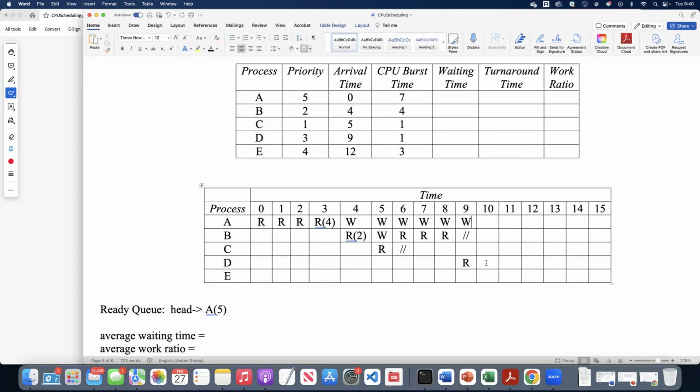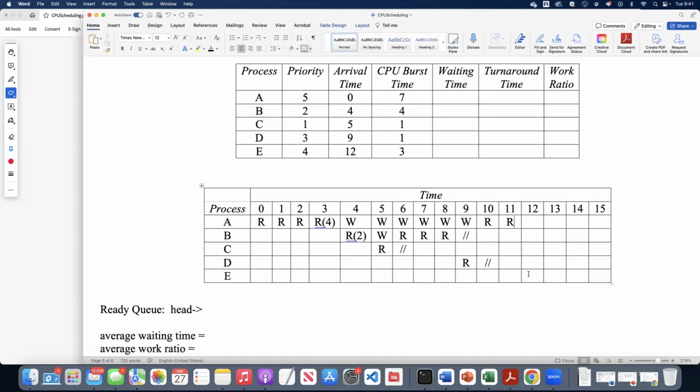Process D terminates after 1 time unit. And now A is the only process in the ready queue. A is selected, dispatched to run on the CPU. And at time 11, A is running.